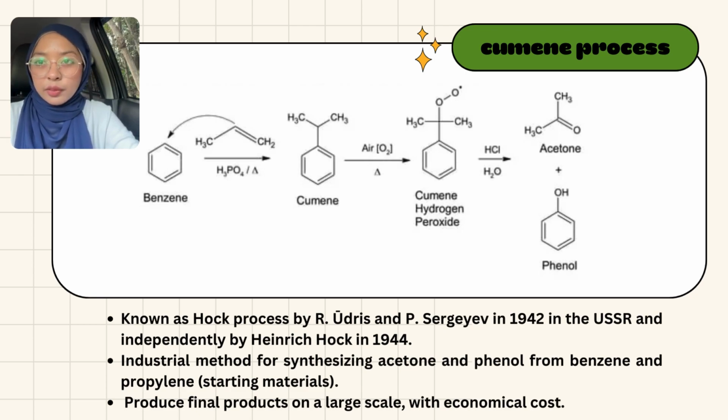This process is significant for its ability to convert two relatively cheap starting materials, benzene and propylene, into two valuable products, phenol and acetone. It is the primary method for producing phenol and acetone on a large scale, with nearly 10.8 million tons of phenol produced by this process in 2022.